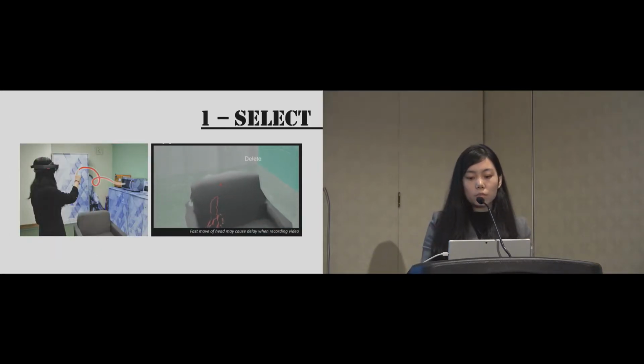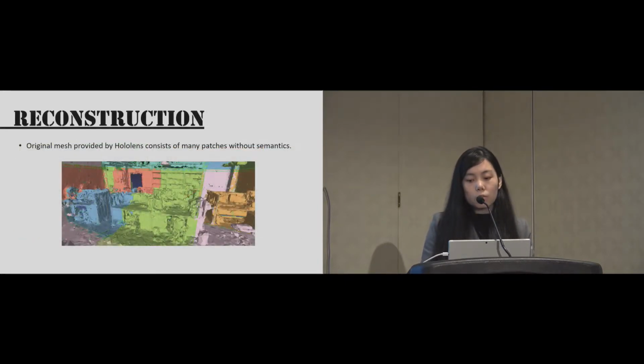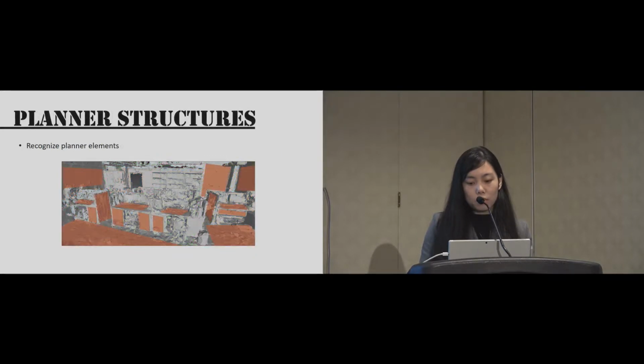First, in order to select the real object, we have to understand the scene first. The HoloLens could scan the room and provide a low-quality mesh with many patches and without any semantics. So in order to select an object from this, we have to understand the scene. But it is hard to use advanced segmentation algorithms in HoloLens due to the limitation of its computation power.